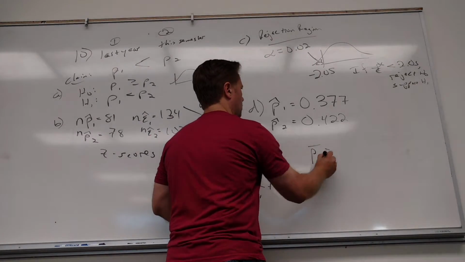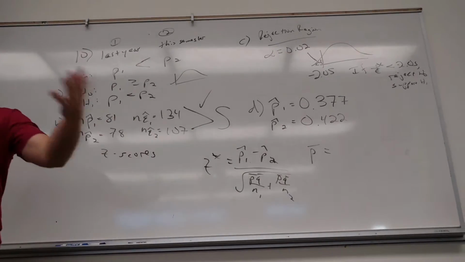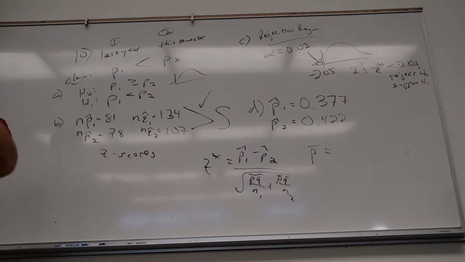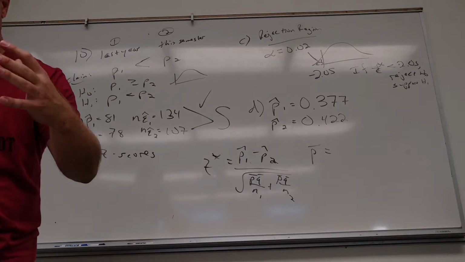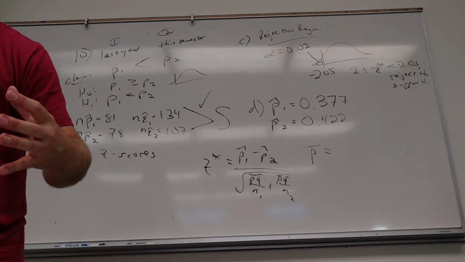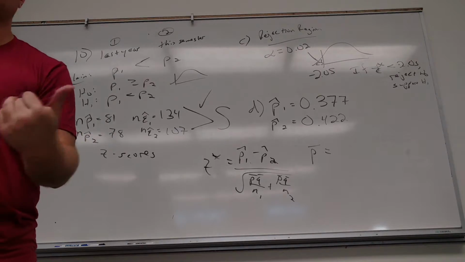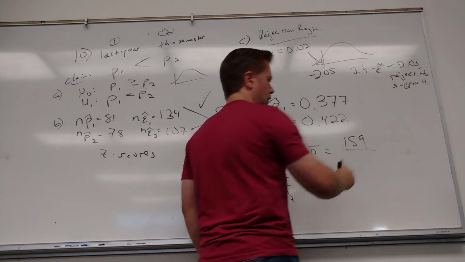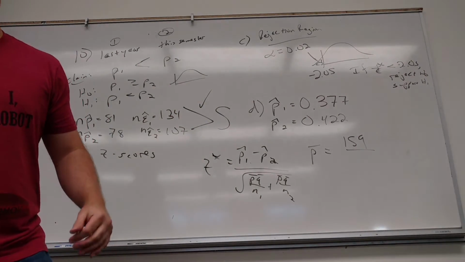P bar. You just put everybody into one big group. So add all your successes together. What would that be? 78 plus 81, right? So 159. 159 total successes out of how many total people?